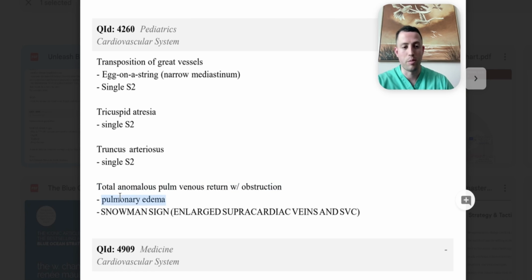All right, and then you also have the total anomalous pulmonary venous return with obstruction. This is going to cause pulmonary edema, and the buzzword for this is the snowman sign. This is basically your supracardiac veins and SVC get enlarged and engorged. So if you don't know the snowman sign, pause the video and then go to Google Images and type in snowman sign for total anomalous pulmonary venous return with obstruction.